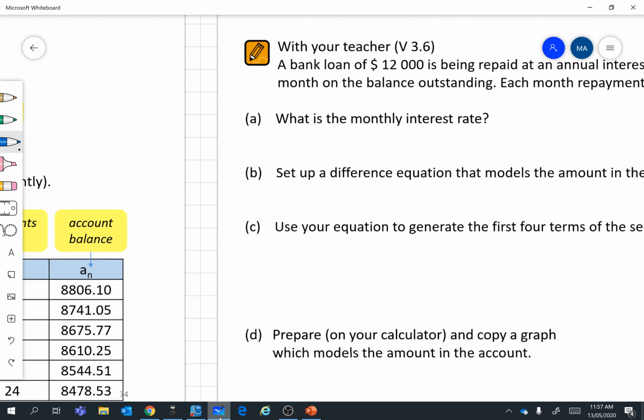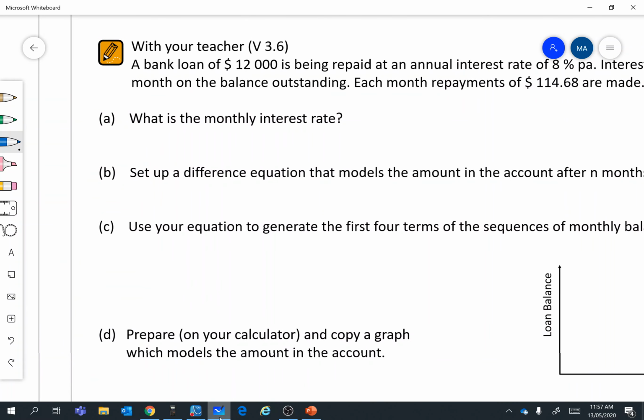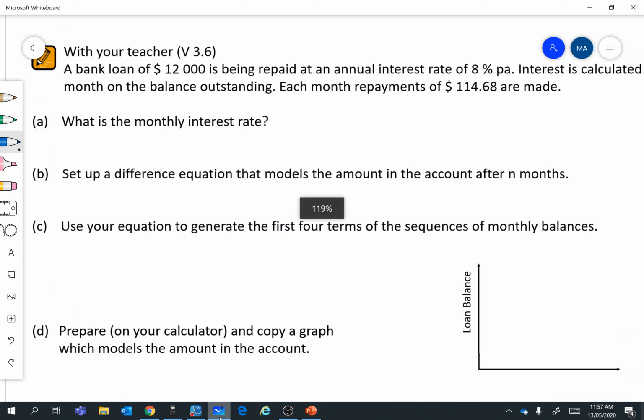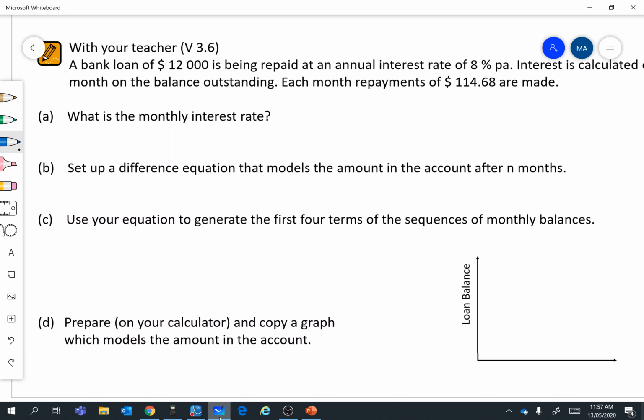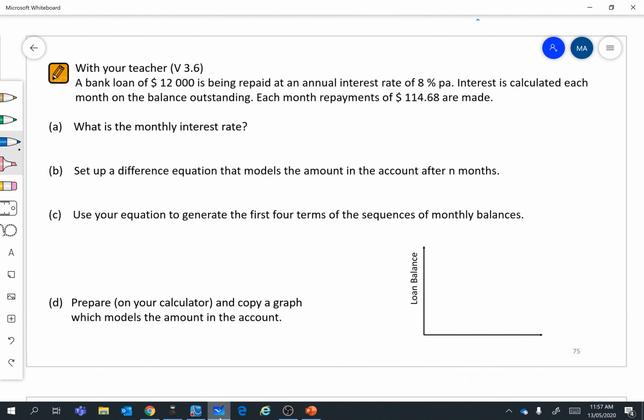Let's look across at this example. It's a long sort of example. There's a bit to it, so fire up your TI-Nspire, have that ready. First off, we're told that there's a $12,000 loan and the interest rate is 8% per annum. Per annum means 8% per year. And the regular payment each month is $114.68. So the interest is calculated each month and added on each month. That is the length of the period. And the payment comes each month as well.